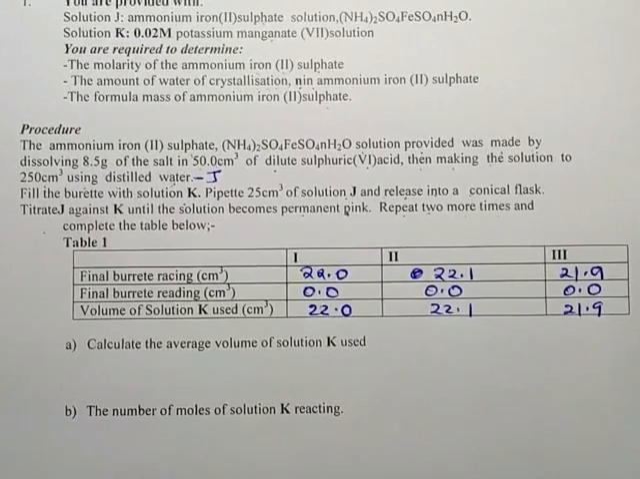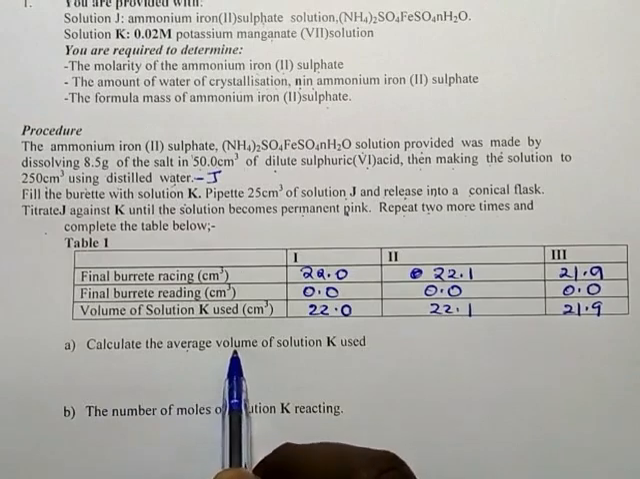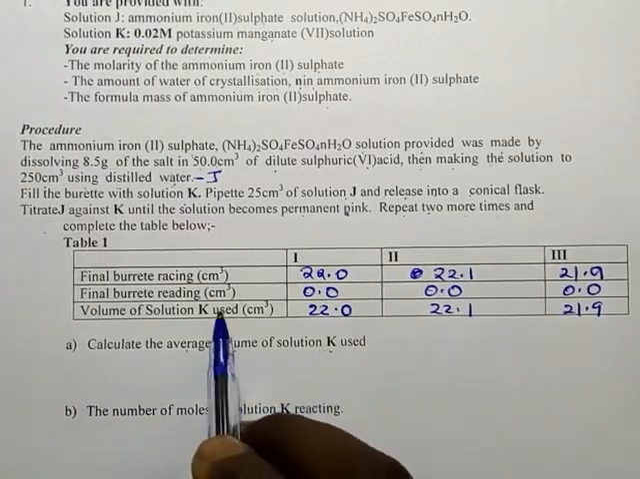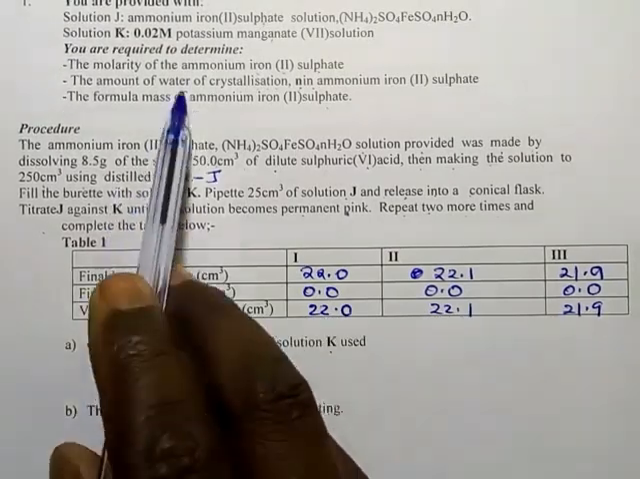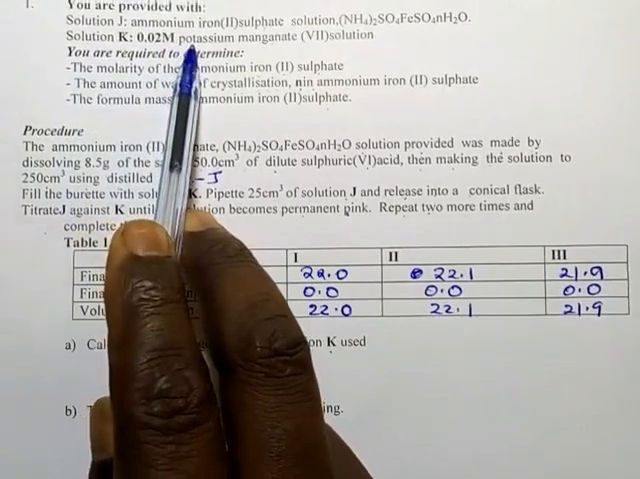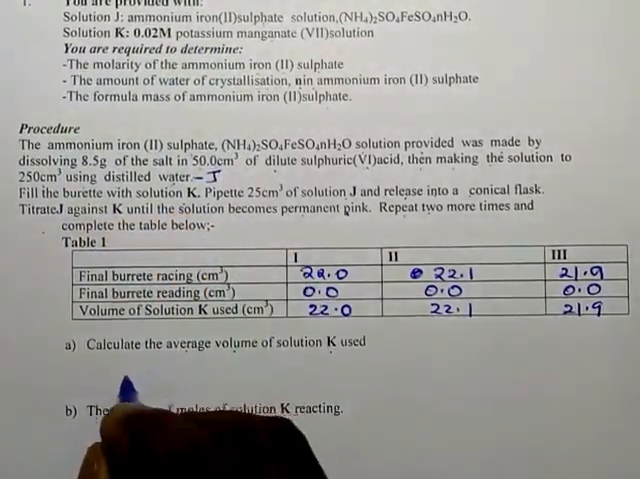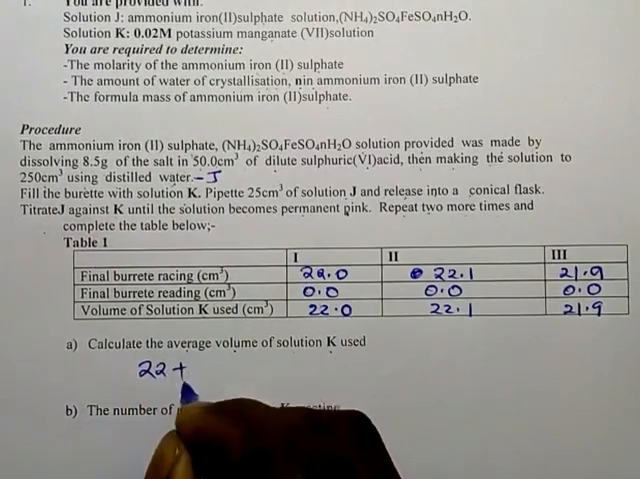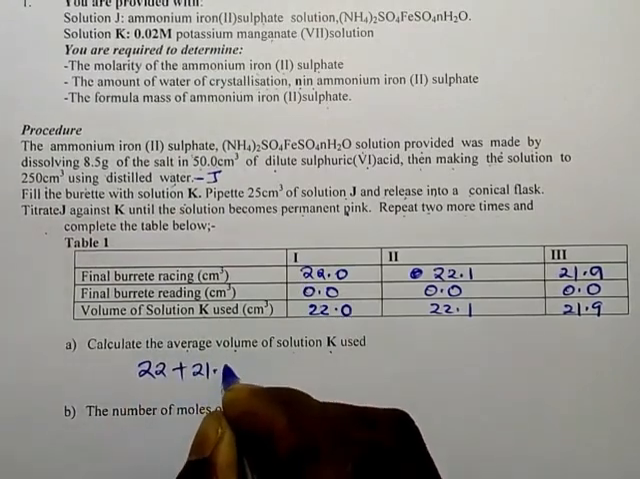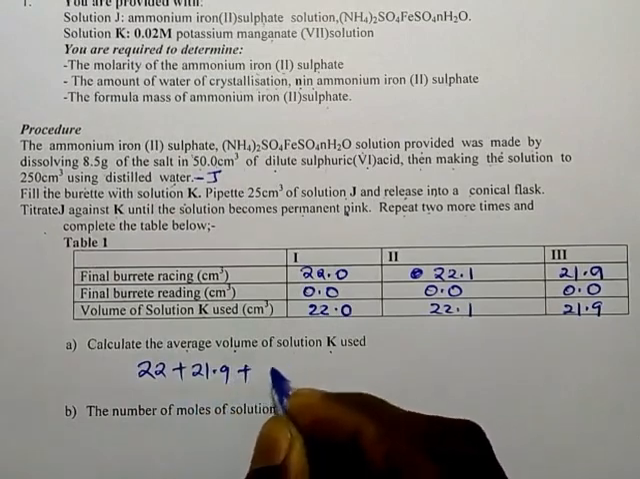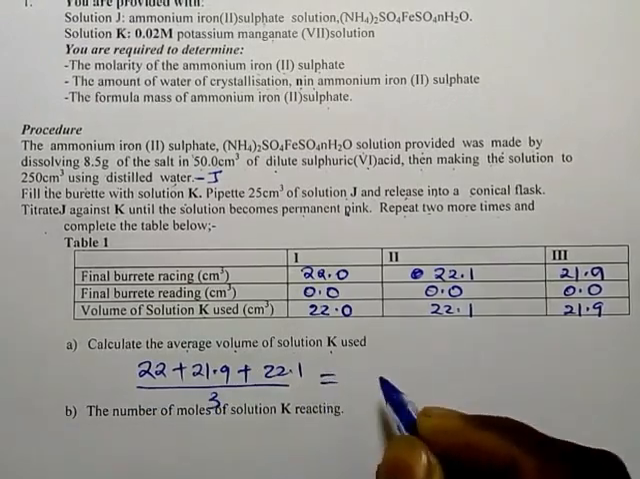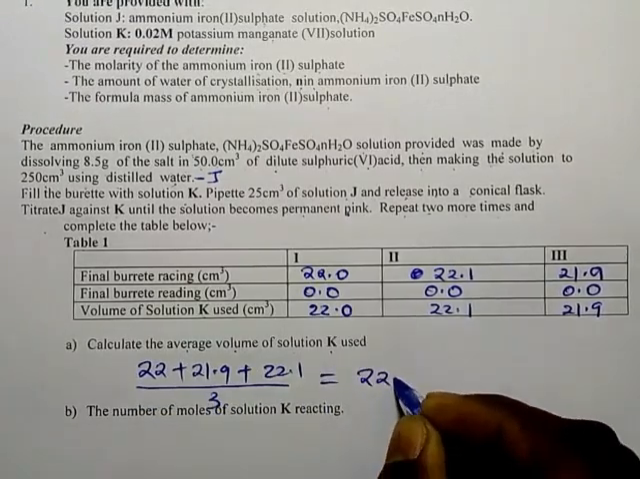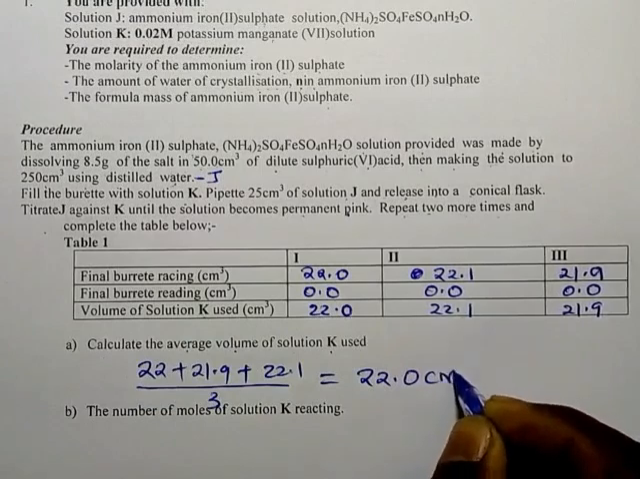Let us go straight and get the average volume. Calculate the average volume of solution K. So this is solution K, and remember solution K is potassium permanganate. So the average is 22.0 plus 21.9 plus 22.1 divided by 3. This one is going to give us 22 centimeters cube.